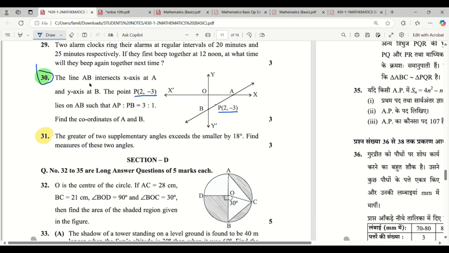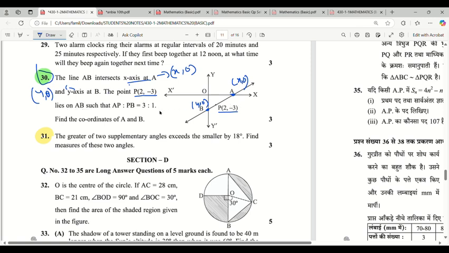Yes, the 30th one. You were telling you won't be able to solve this, right? The line AB intersects the x-axis at A and the y-axis at B. What does x-axis at A mean? I told you just now: on the x-axis, it is x comma 0. Then on the y-axis, y comma 0. So the coordinates of A are x comma 0, and the coordinates of B are y comma 0, because we don't know the measures, that's why we write that only.